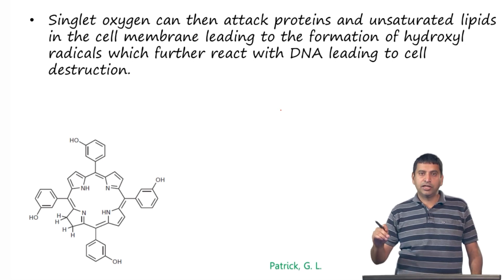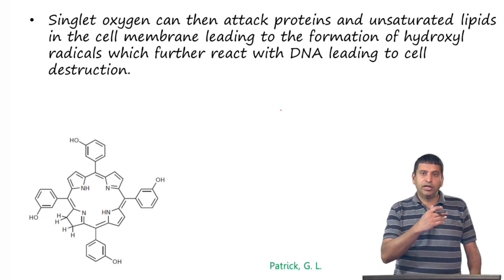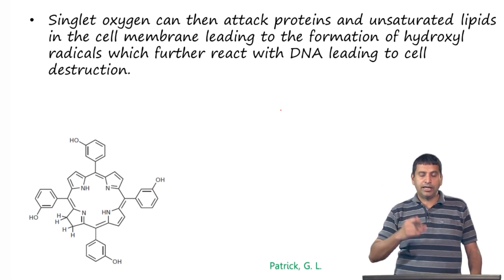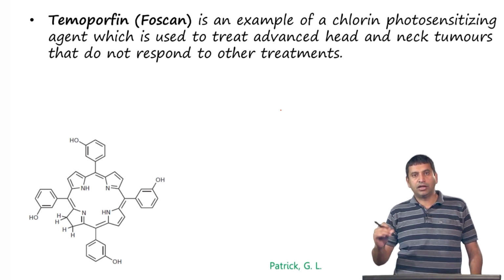The singlet oxygen basically reacts with unsaturated lipids or proteins, and can further react with DNA, and all of this is going to be extremely toxic. Some of these effects are mediated by hydroxyl radicals. We have already looked at some of these examples previously when we were dealing with chain cutters as a way to target cancers. The example here is the porphyrin, a photosensitizing agent used to treat advanced head and neck tumors, given in cases where these tumors do not respond to other forms of treatment.